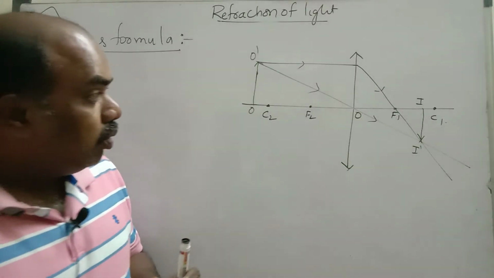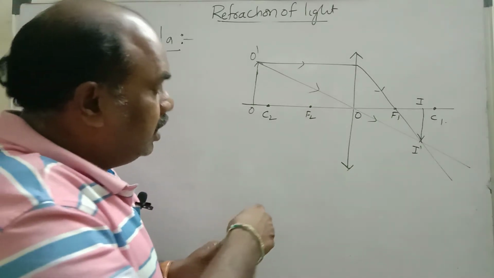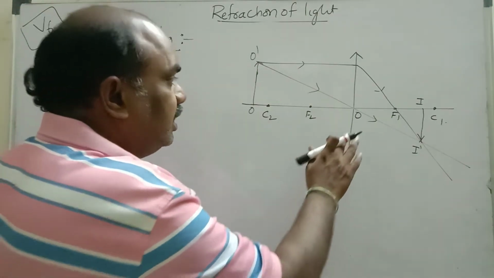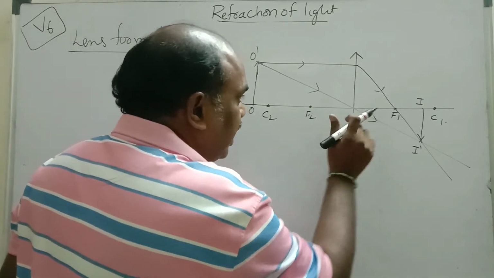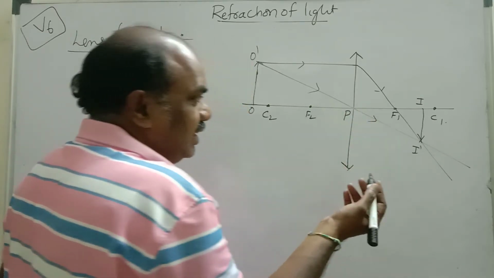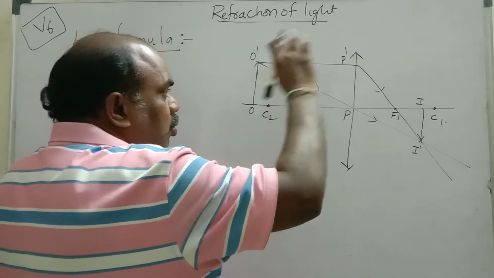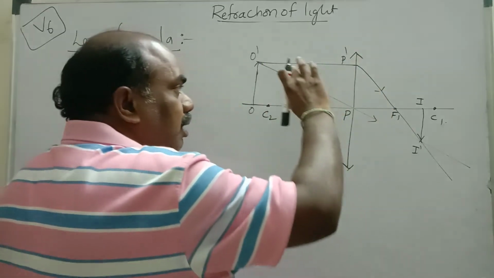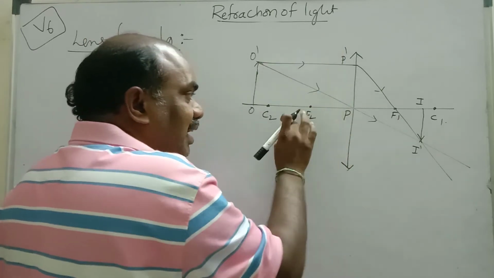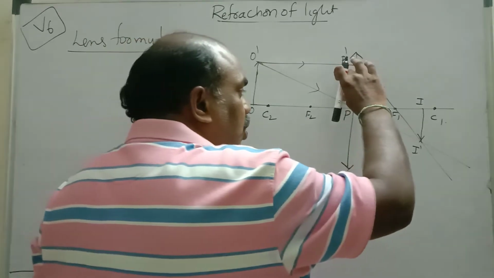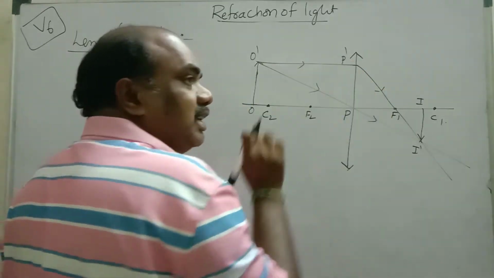See, now observe carefully, children. This is O dash, object. Here also, second time I wrote O. I change it as pole. You can call it as pole also. Let this be P dash. Observe, children, O dash and P dash are parallel. This ray is parallel to principal axis. That means height of O dash equal to height of P dash.